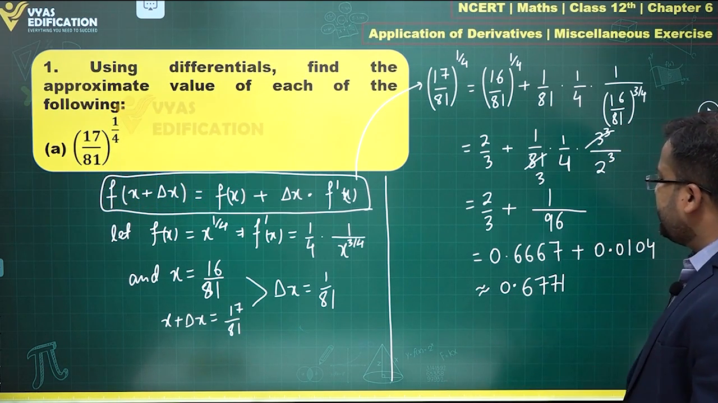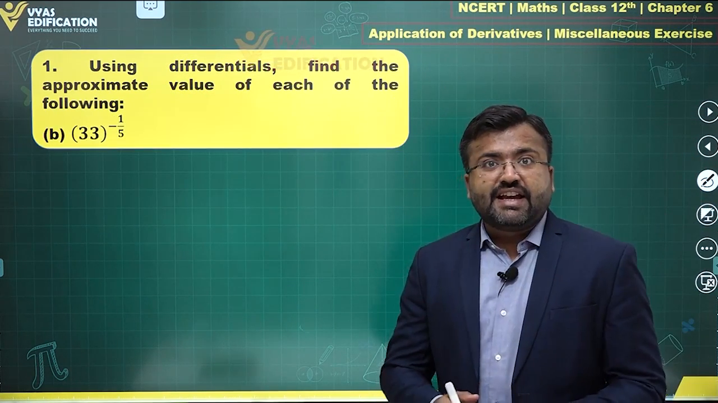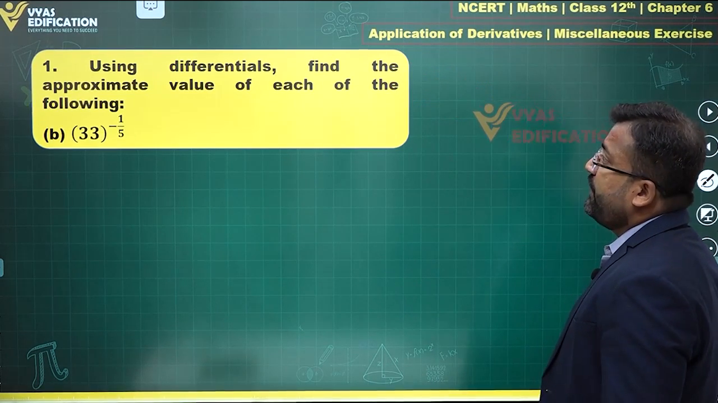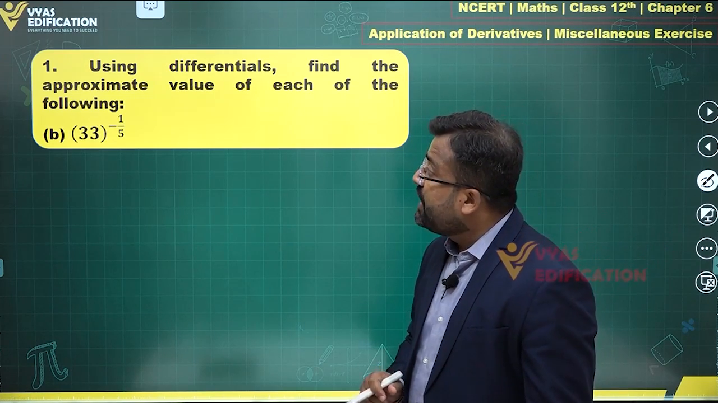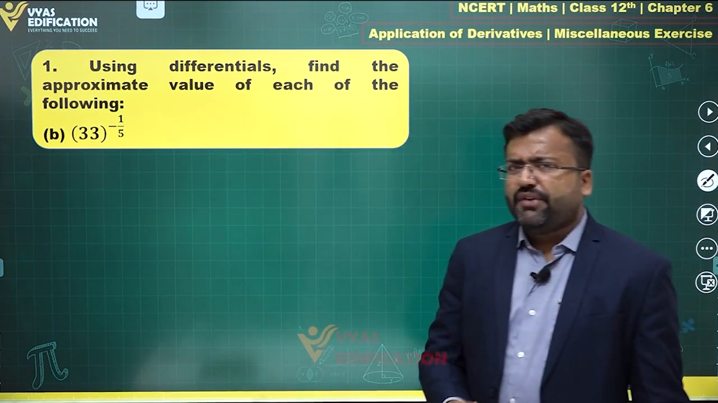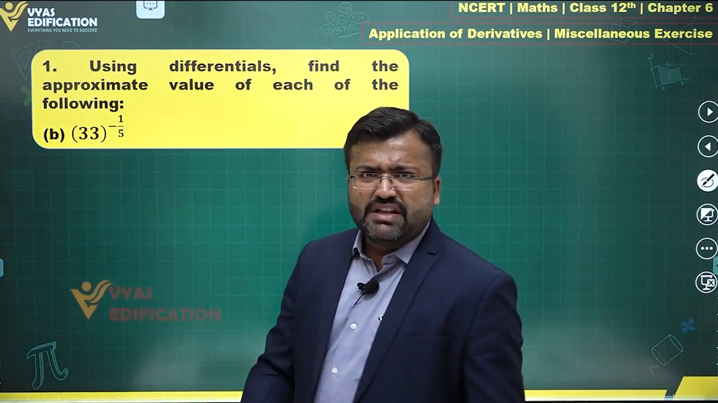What you'll get is 0.677. That's the answer for this first part over here. The second part of this question says that we have to find the approximate value of 33 power minus 1 by 5. Now, how do we deal with this? Power minus 1 by 5, okay? So, power 1 by 5 is something that we have dealt with in the exercises itself. This is power 1 minus 1 by 5. We can deal with this one as well.